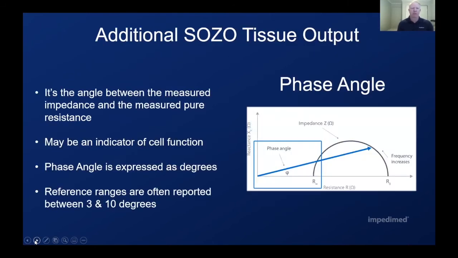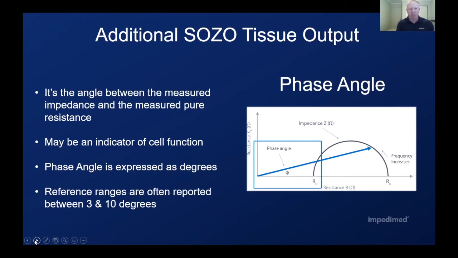So the additional outputs from SOZO: phase angle, quite a technical output, and certainly if you've got some questions at the end, I know Lee was more than happy to answer some of those around phase angle, but essentially it's the angle between measured impedance and the measured pure resistance. So Adam, what does that mean? Well, maybe it's a really good indicator of cell function. We know it's expressed as degrees. Reference ranges are often reported somewhere between 3 and 10 degrees.